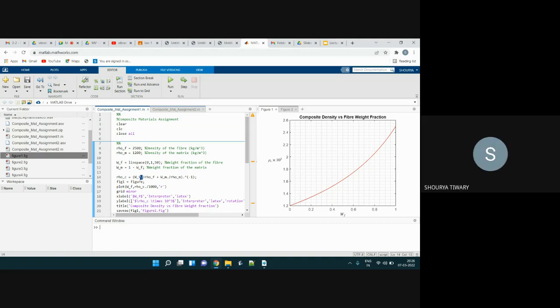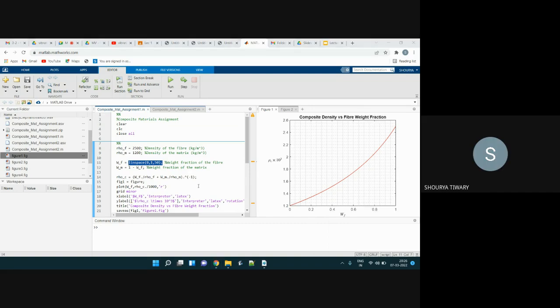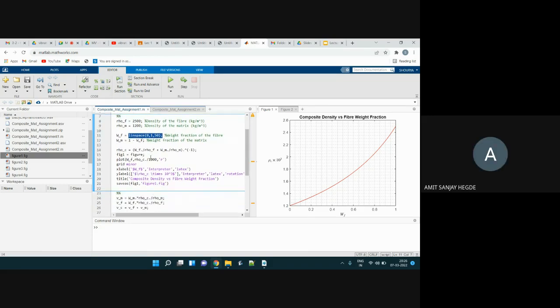So here, like linspace, for 50 points, it is a type of loop only. It is covering 50 points at equal distance. That is a one-dimensional array, storing values in a one-dimensional array. For example, for row C, you have WF dot slash row F. So for every element in WF, it is being divided by row F.